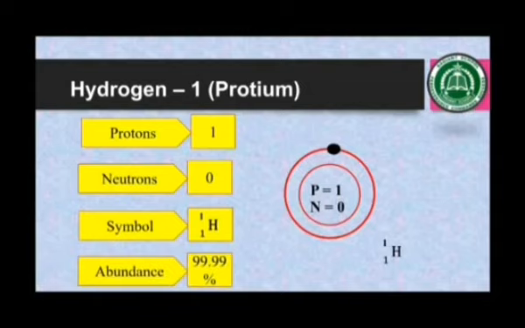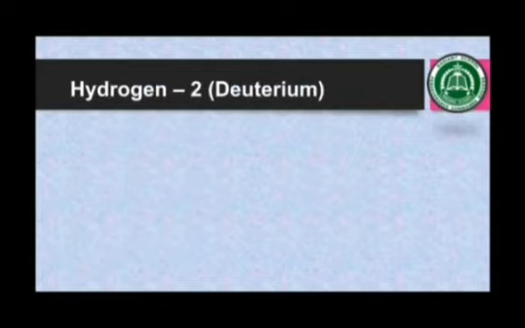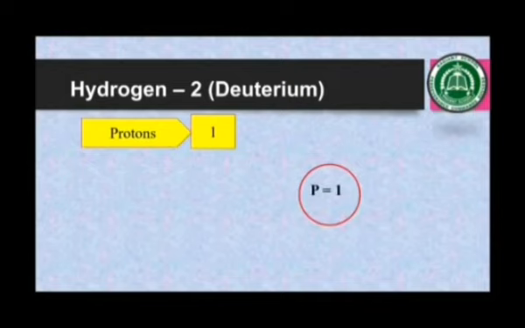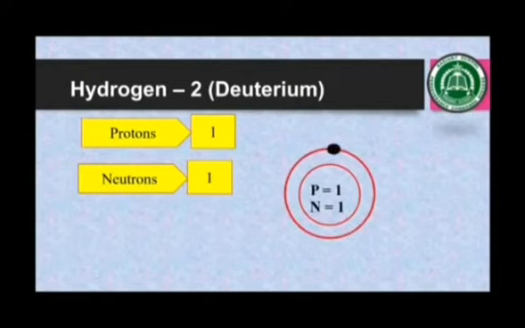Protium is naturally present in hydrogen. The abundance of protium in naturally occurring hydrogen is 99.99%. Hydrogen 2, deuterium, also has 1 proton, as isotopes have the same number of protons but the number of neutrons is different. Hydrogen 2 has 1 neutron and 1 electron is present outside the nucleus.